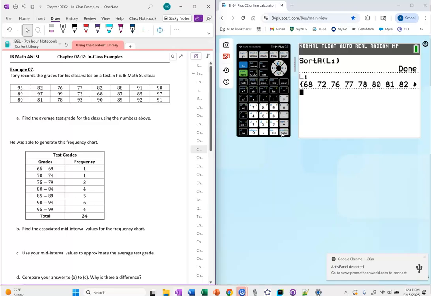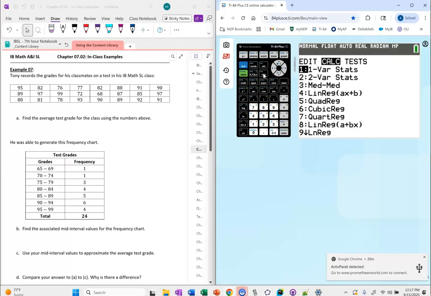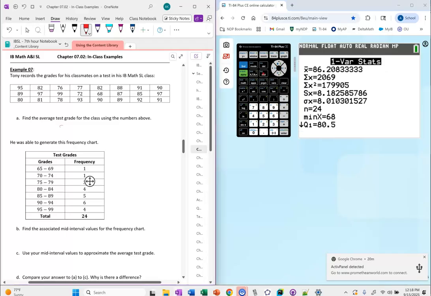Yeah. So, since I've already entered all this data into L1, I'm going to just press the Stat button. This time I'm going to go over to the Calc tab and I'm going to select the one variable stat option. The frequency list I'm going to leave blank. We'll see when we use that in a moment. And then I'll hit calculate. On your calculator, the symbol for average is the X bar, with the bar on top. So for this problem, your average would be 86.2, rounded to 3 sig figs. Everybody's okay?